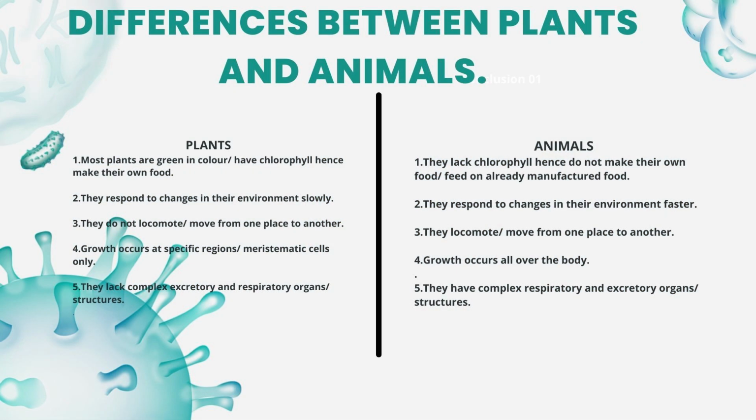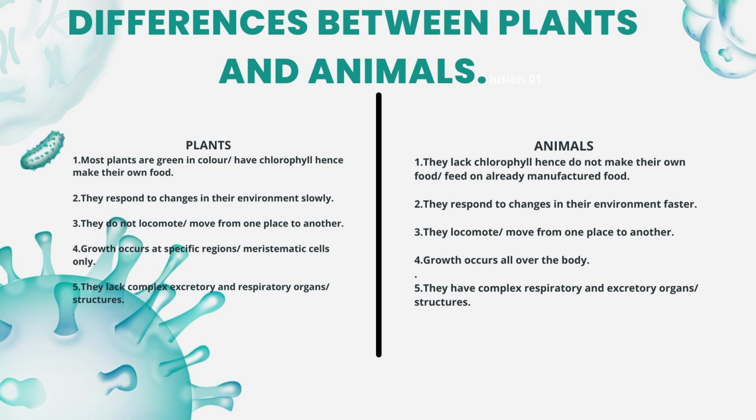The other difference is based on excretion, whereby the plants lack elaborate excretory organs, while the animals have elaborate excretory organs. The other difference between plants and animals is about response, whereby the plants respond slowly to a stimulus, while the animals respond quickly to changes in the environment.